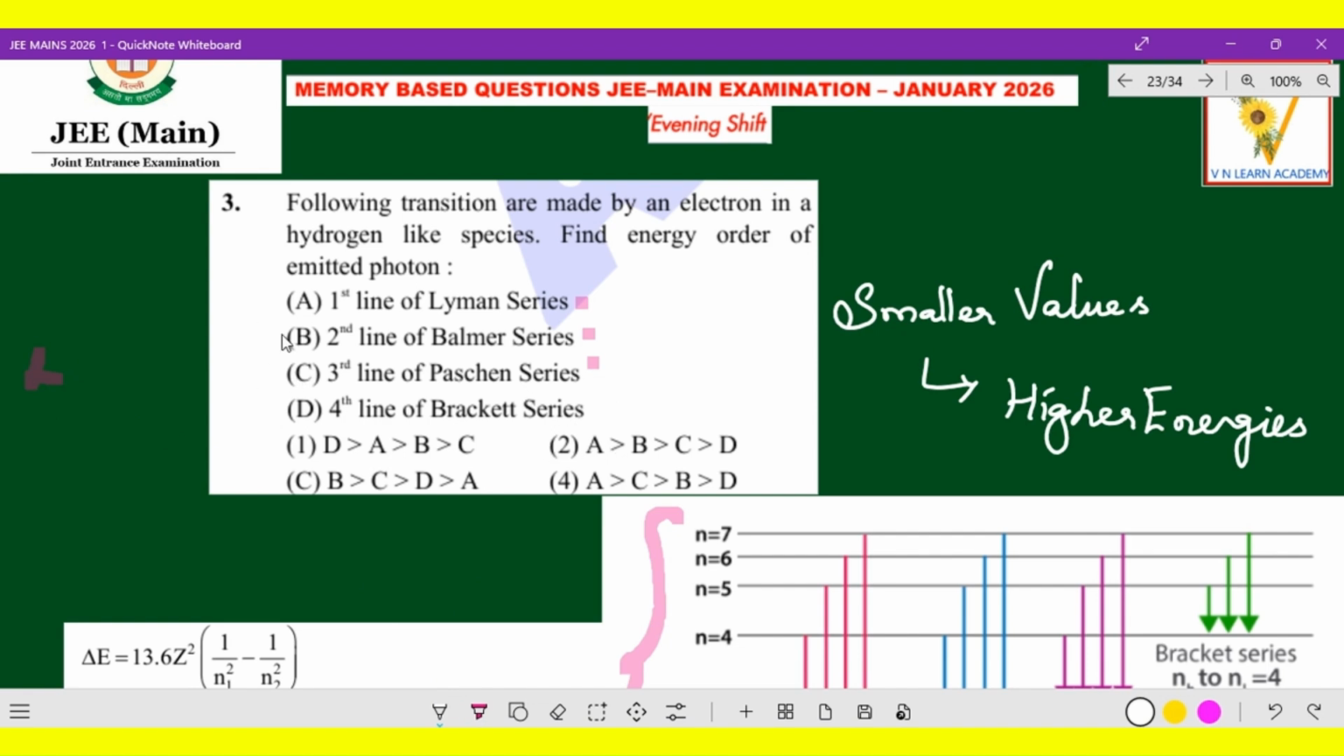So that means A is higher than B, it's higher than C, and then D is the last one. So the lowest energy is the Brackett, Pfund series. Okay, hope you got that idea. So according to this option, option 2 is the correct option. Simple logic one. Okay, come on. Let us go to the next question.